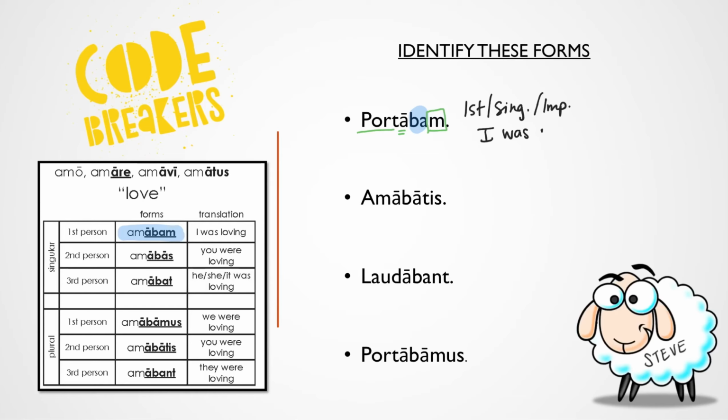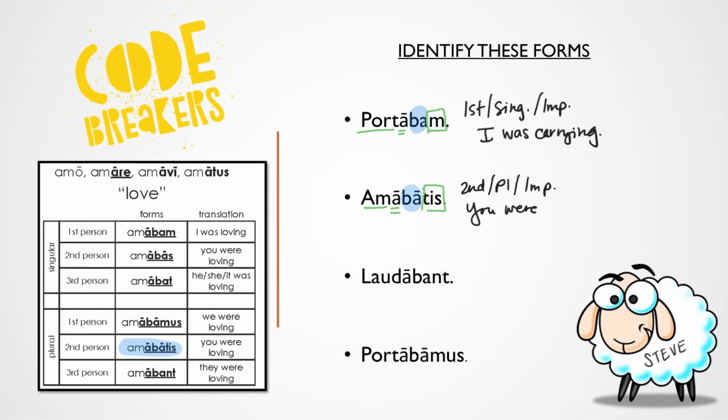Cool. Now we have amabatis. Stem is am. A is the conjugation identifier. We see that BA in there. And then we have a tis. The tis says that it's second person plural, and the BA says it's imperfect, so second person plural imperfect tense. This verb would translate as you were loving.